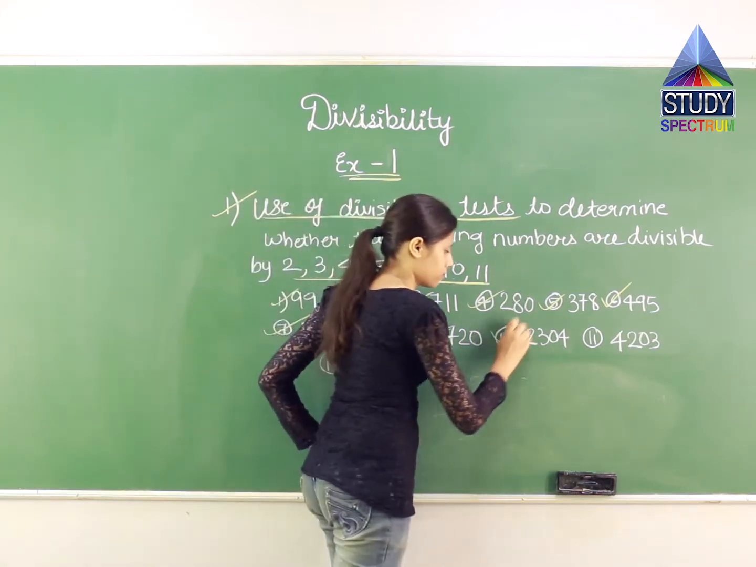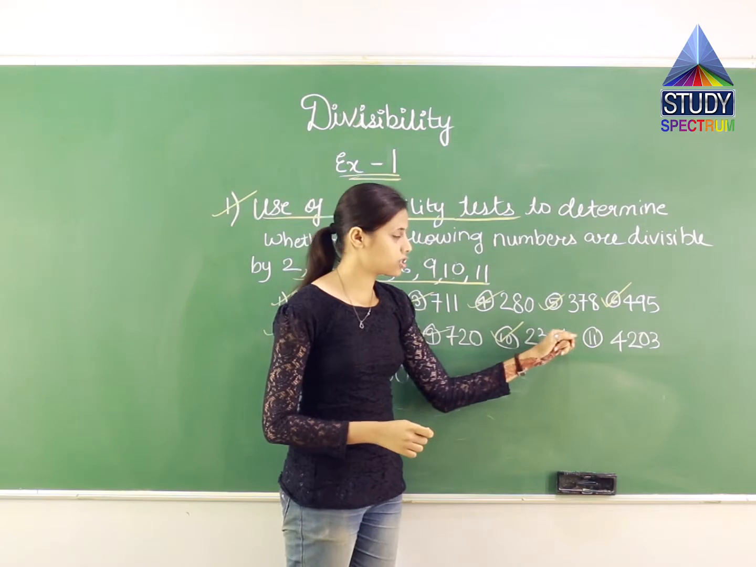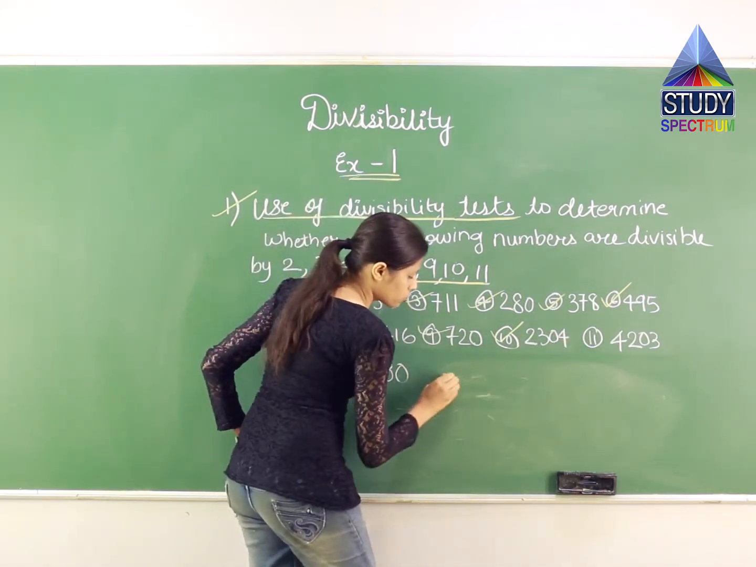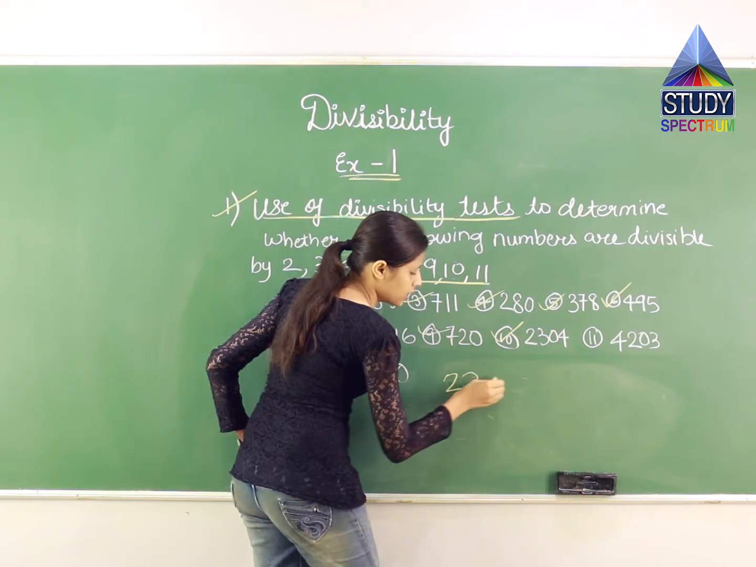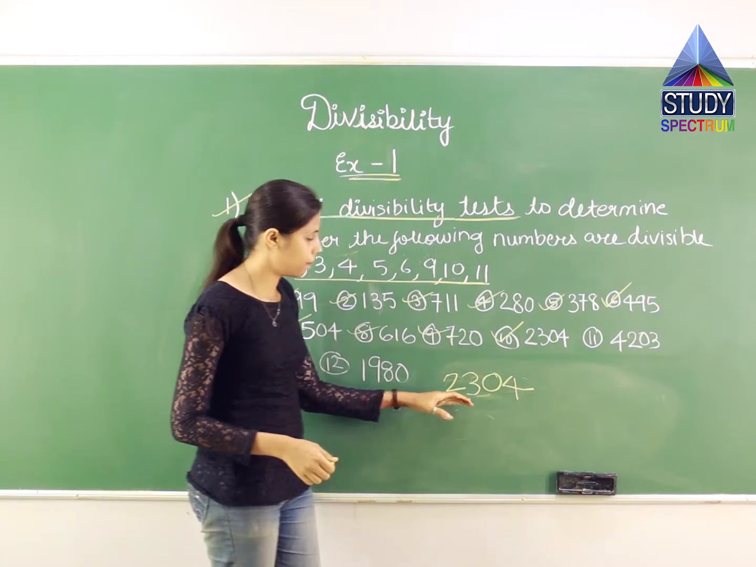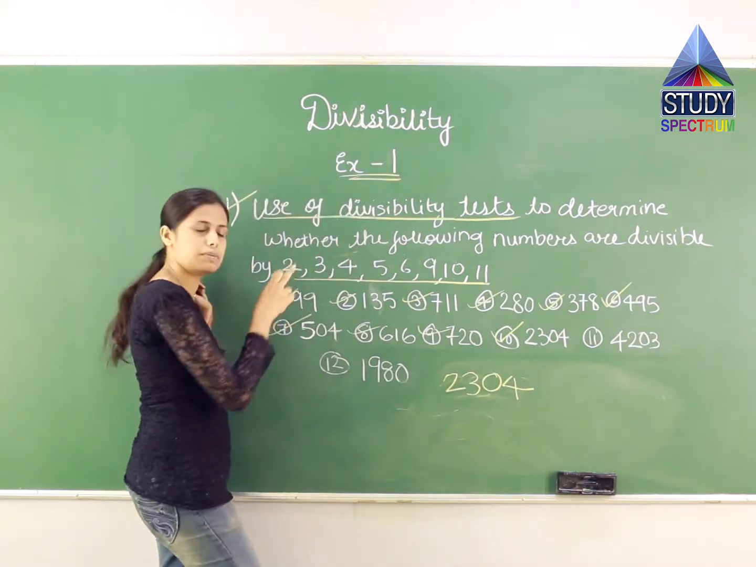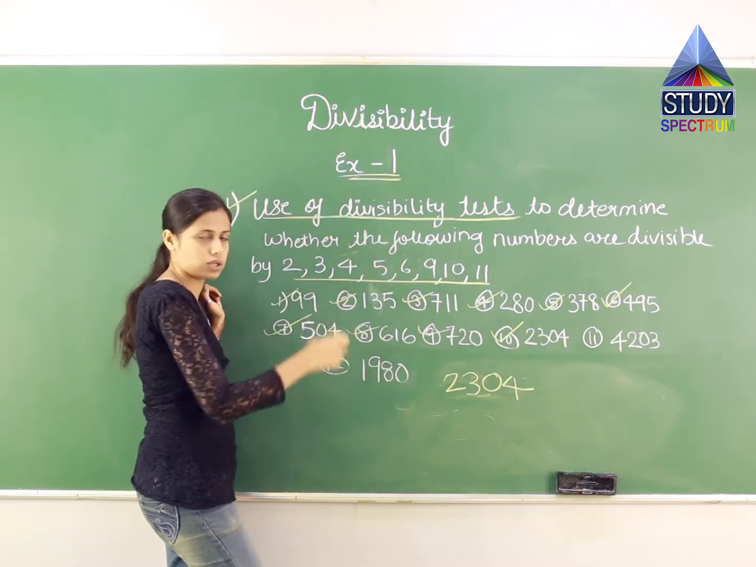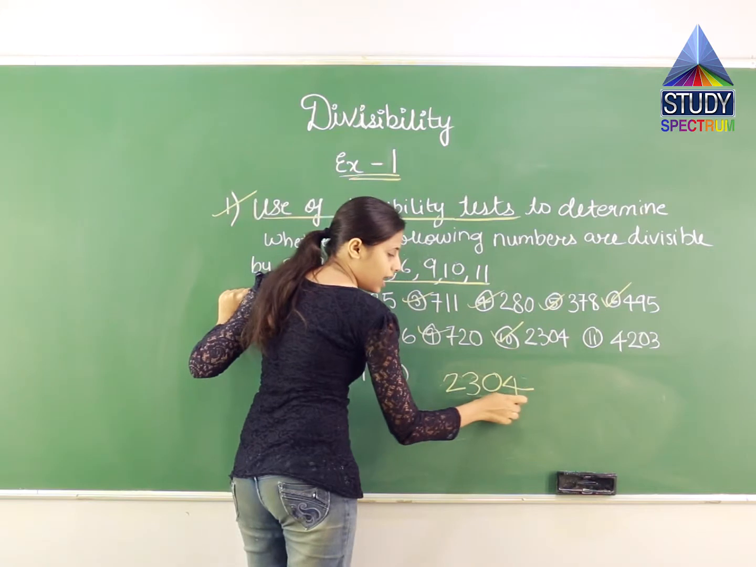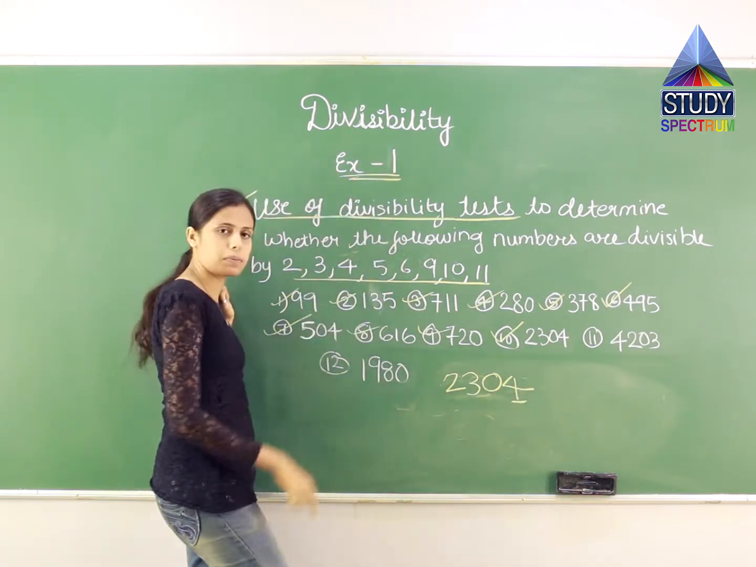Question number 10. The question is, the digit is 2304. I'll write the digit 2304. So it is 2304. Right? अब मैं इन digits को देखूंगी. First I'll check the test of divisibility by 2. Right? Line wise we are going. So 2. So for test of divisibility by 2, the last digit I have to check. If the last digit is even number, then it is divisible by 2.